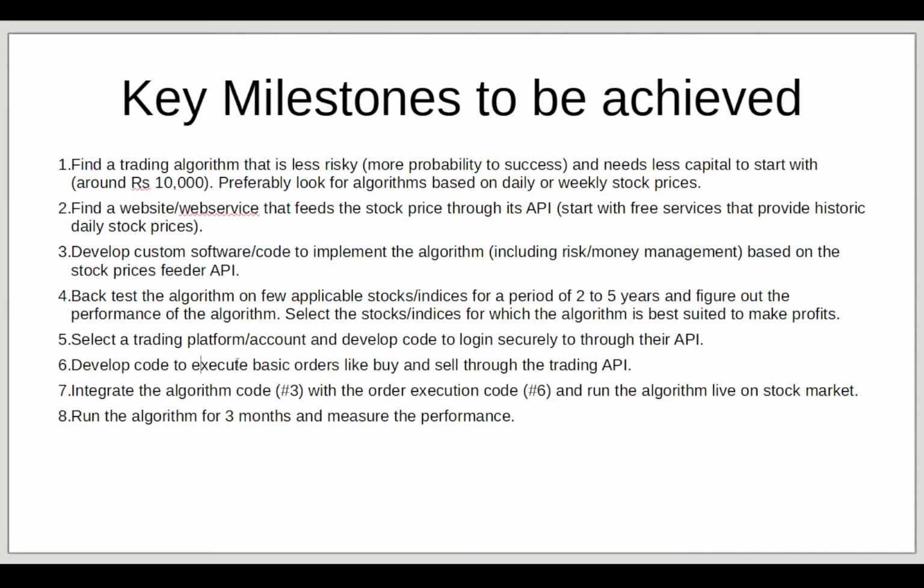Number six is ultimately we have a secure logged in system where we are able to execute the basic orders, right? So now we need to integrate these two together so that the algorithm will directly execute the orders on the trading platform. So that we need to test live on the stock market and ensure everything is fine. So once this milestone is achieved, number seven is achieved, from development perspective, we are completed. We have implemented the algo trading system.